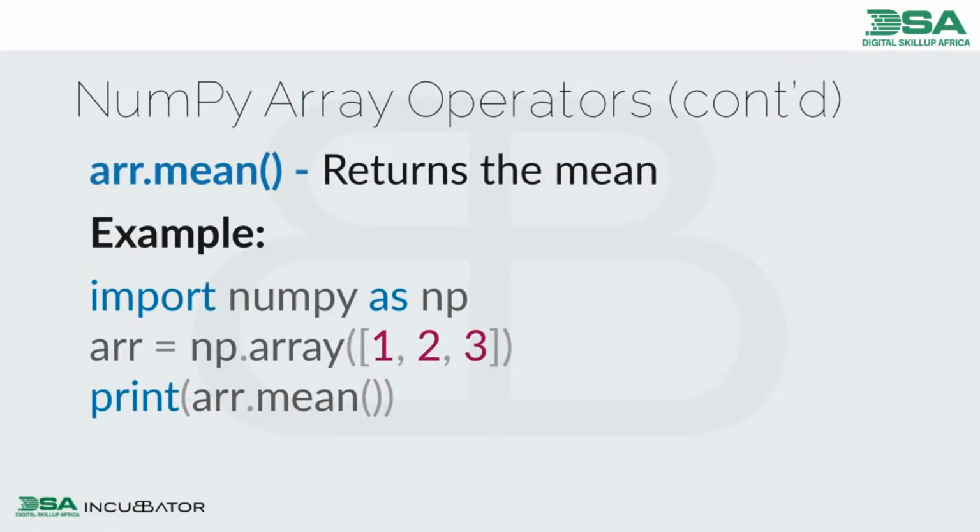Then we add the mean. The mean returns the mean. So when you import your array with the alias np, then you give it a variable name called ARR, and you say np.array, these are your elements. Then you print array.mean. You are telling it that it should create an array of the mean with these numbers. So what is the mean of these numbers? We add together 1 plus 2 is 3, 3 plus 3 is 6, divided by 3. So it gives us 2. So the mean is 2.